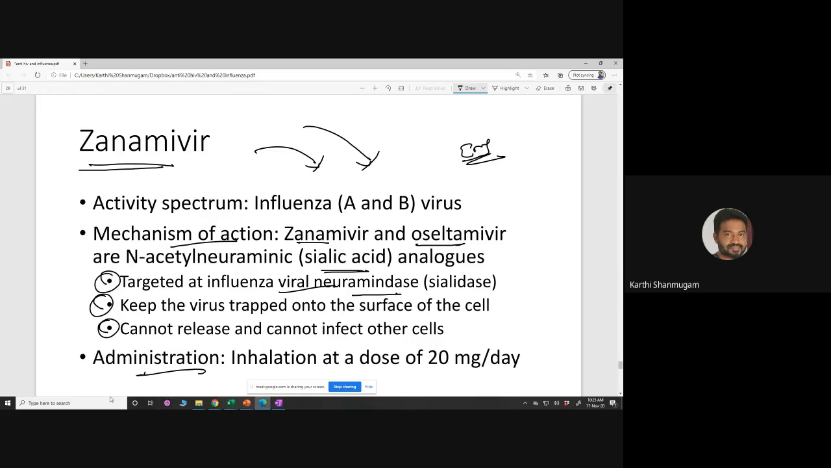Coming to administration, this molecule is preferred as inhalation. Very important: the mode of administration is inhalation. It is not oral. So you have to ask yourself a question: why is this molecule given as inhalation, right? This is because of the ADMET property of the drug molecule, and it is inhaled at a dose of 20 mg per day.